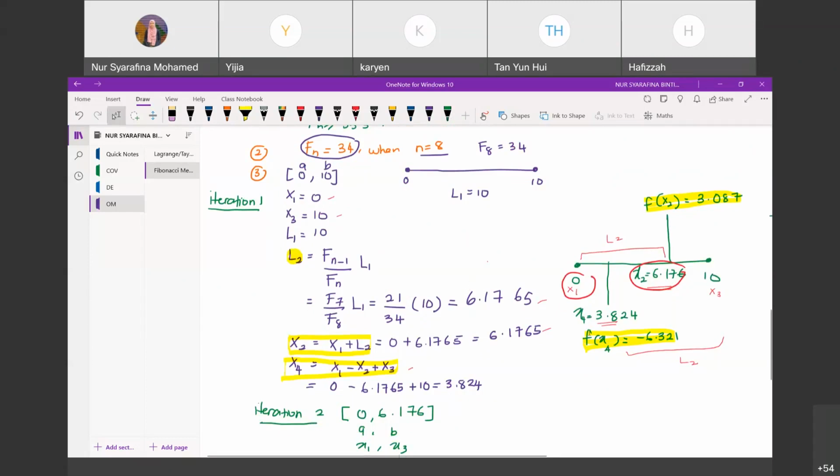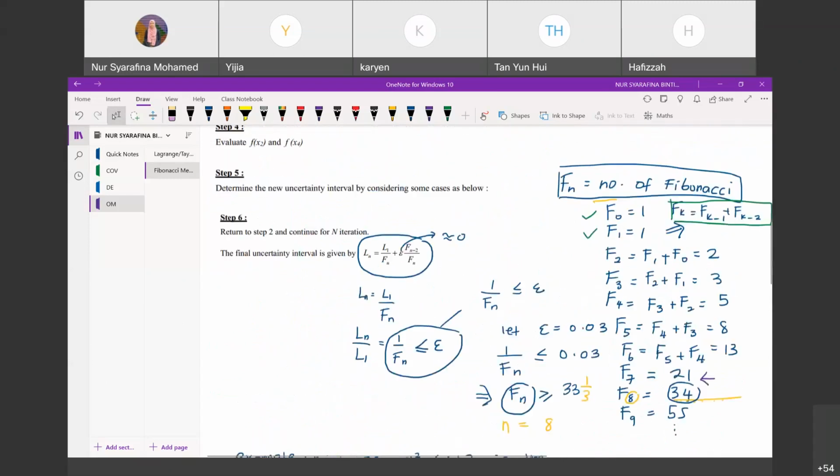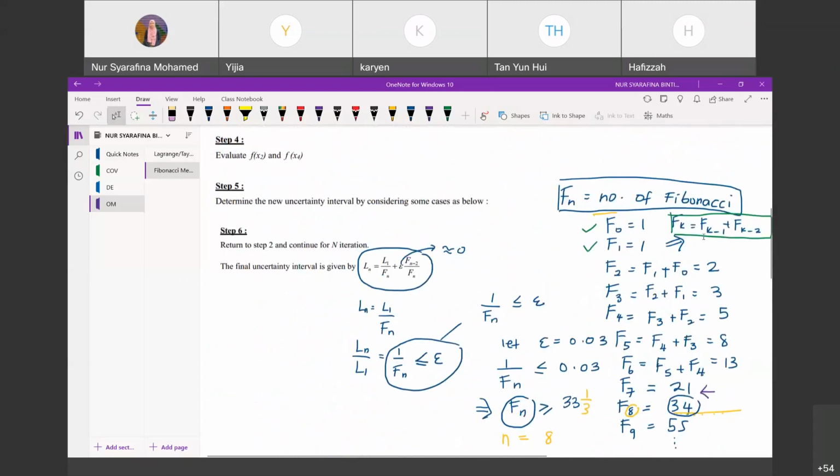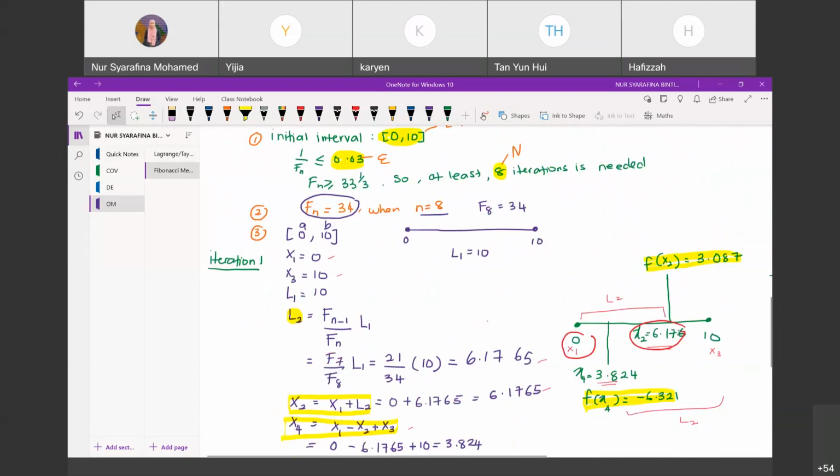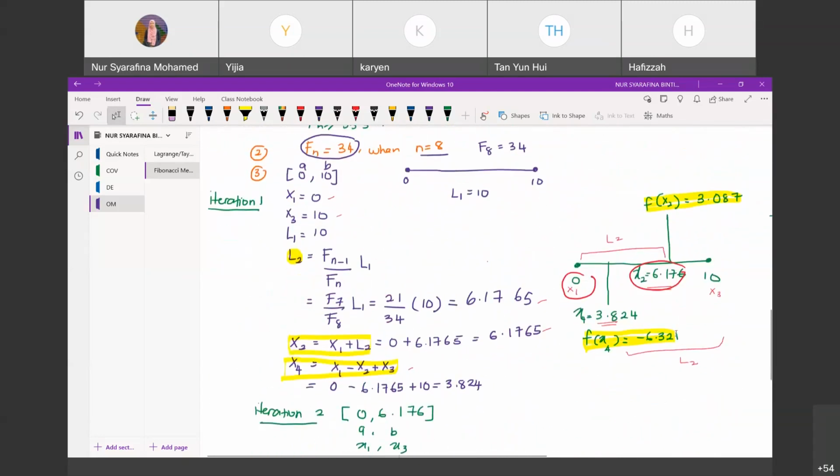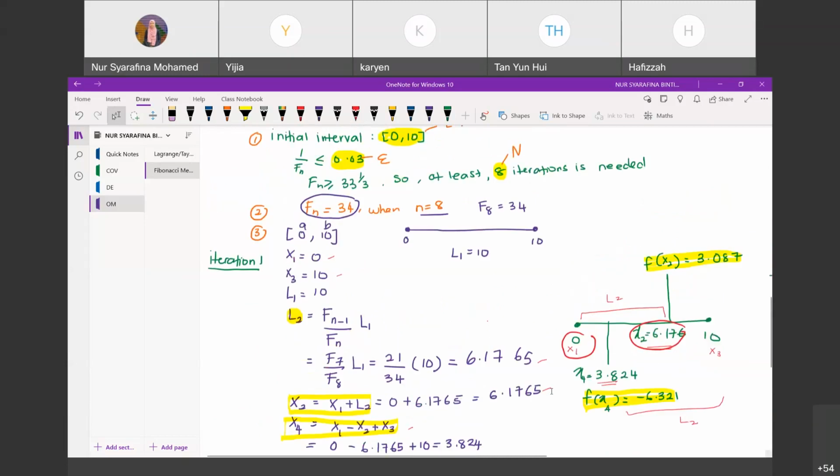Is it fixed? Yes. The Fibonacci number is fixed according to the formula F_k = F_(k-1) + F_(k-2). Okay, does anyone have a question for iteration number 1 here?